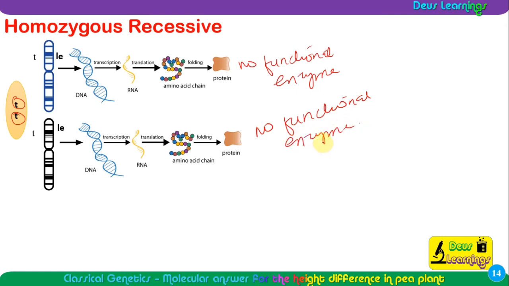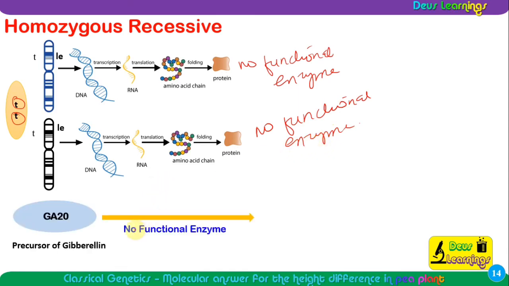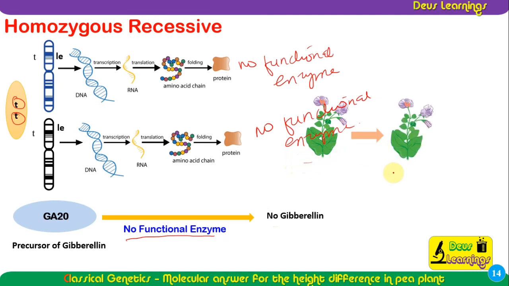Right. Since there's no functional enzyme, even though you have the precursor for gibberellin, you are not going to get the gibberellin. Since there's no gibberellin, the plants are not going to increase in their height, so they are going to stay dwarf. Right? They're going to stay dwarf.